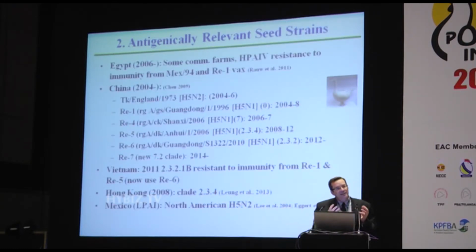But it's not just Indonesia that has seen this issue. It's been reported in Egypt, China, Vietnam, Hong Kong, and Mexico that once you start a vaccination program, you have to continually evaluate the vaccine against the field viruses, and those vaccines have to be updated, just like has been done for humans and human influenza, to make sure you have a vaccine that protects.